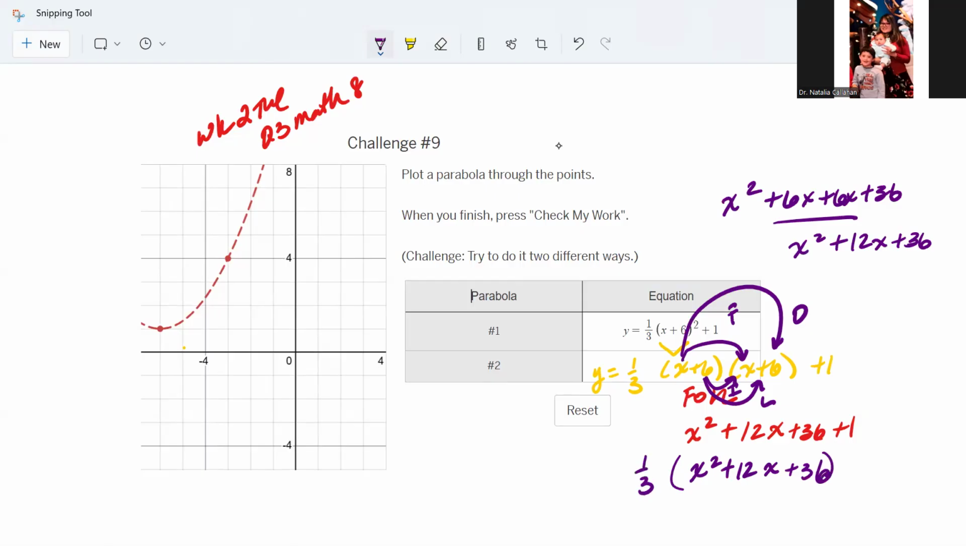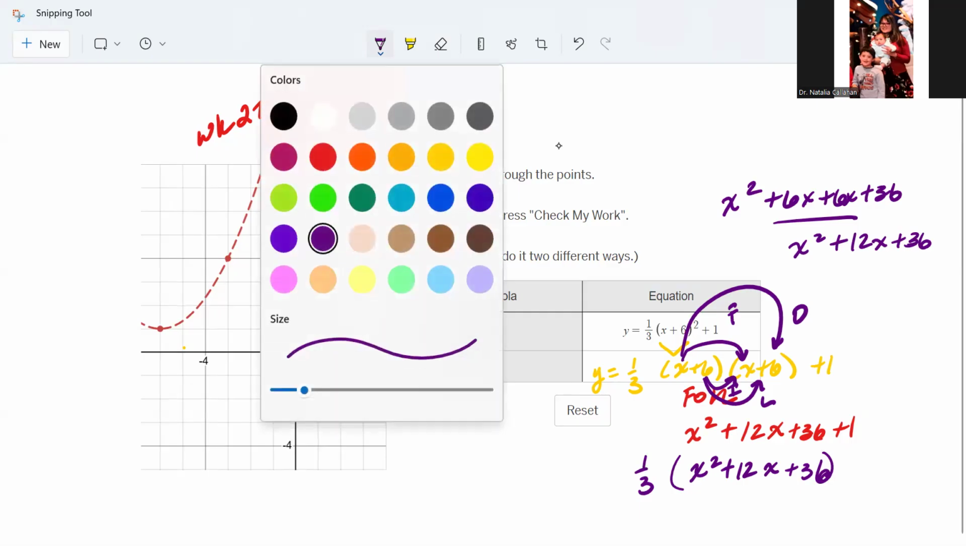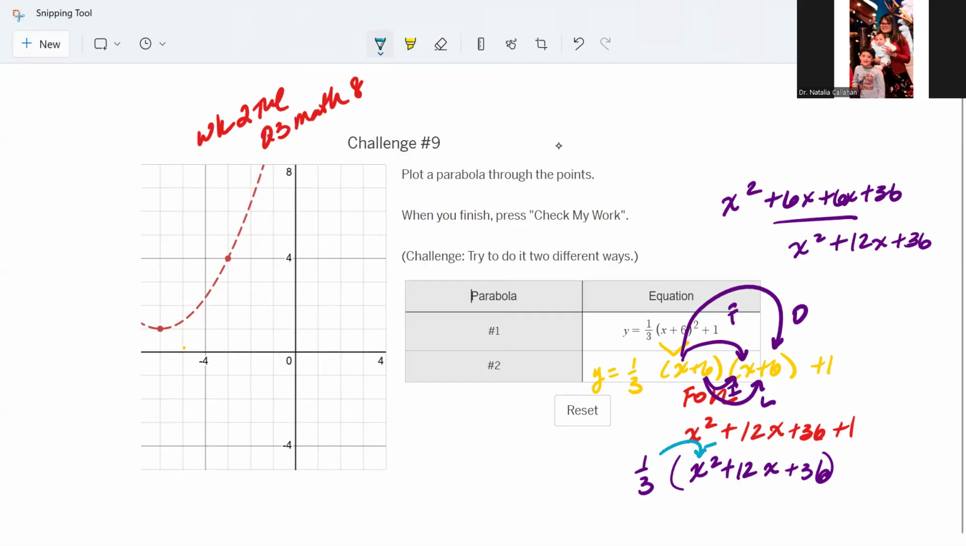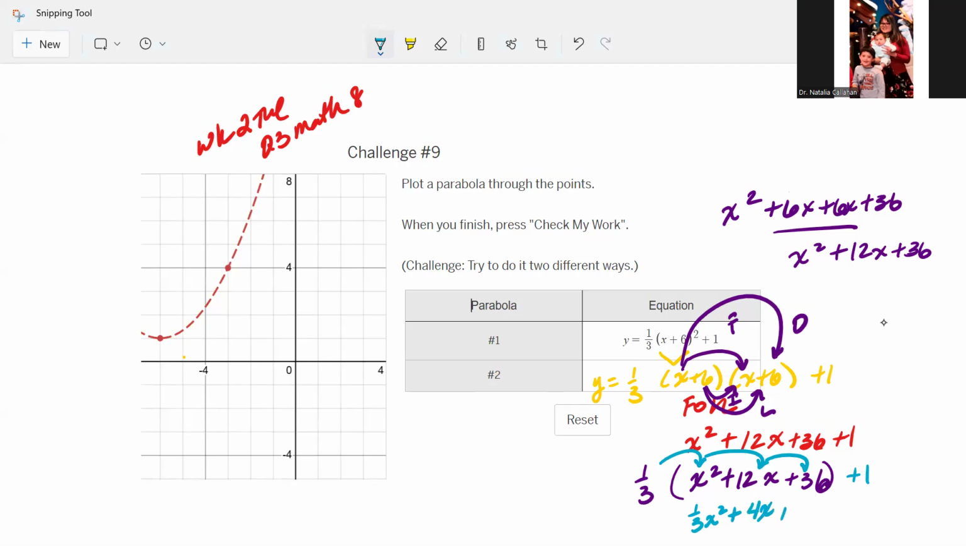You have a third, correct? You would take that third and distribute it into here, which is 1/3 x squared. Keep going. A third, 12 divided by 3 is a 4x. 36 divided by 3 is a 12.